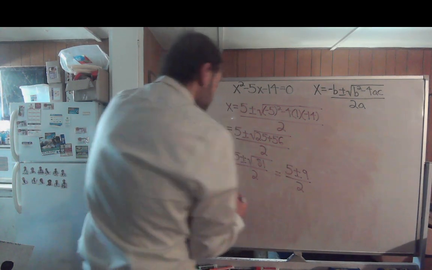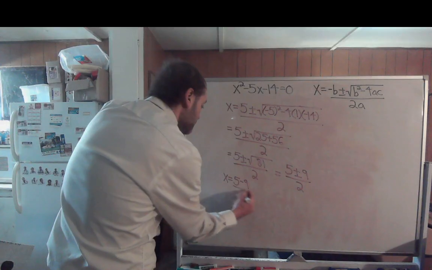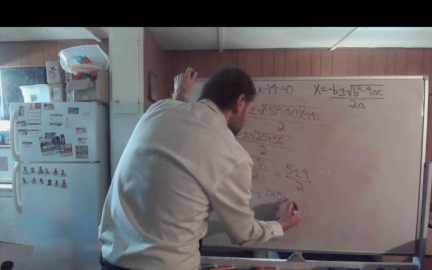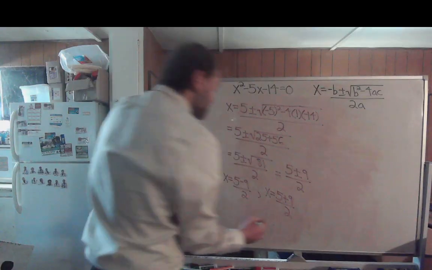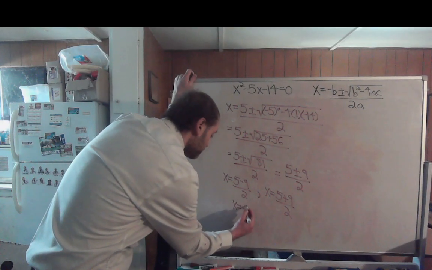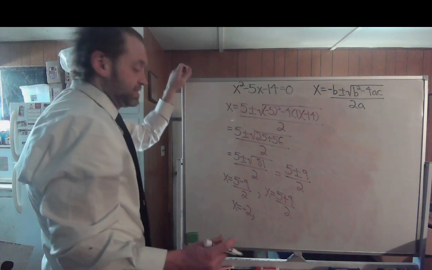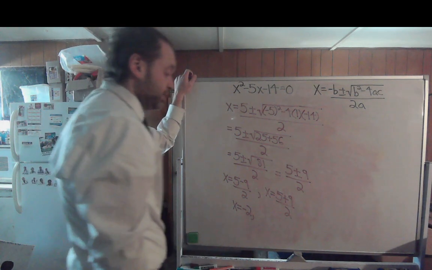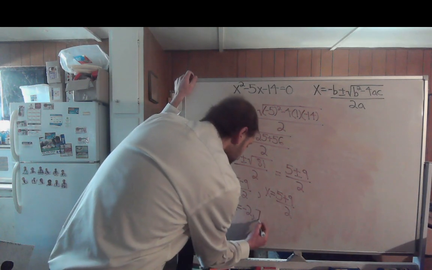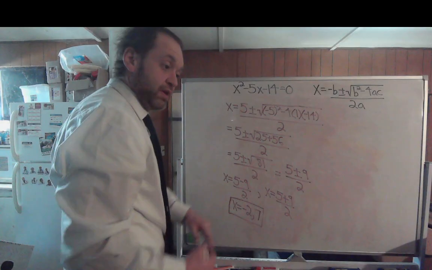So now you have two solutions. You'll have x would equal 5 minus 9 over 2, and then x would also equal 5 plus 9 all over 2. Alright, so what is 5 minus 9? That's negative 4 divided by 2 is negative 2. So x would equal negative 2. Now, we actually could have factored this. It's just they want us to use the quadratic formula. Then what is x equals 5 plus 9? That's 14 divided by 2 is 7. So the two solutions are x equals negative 2 and 7.